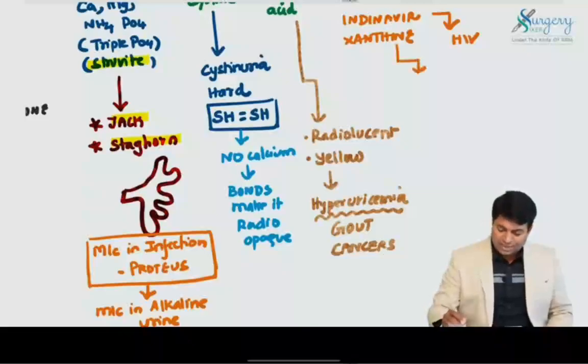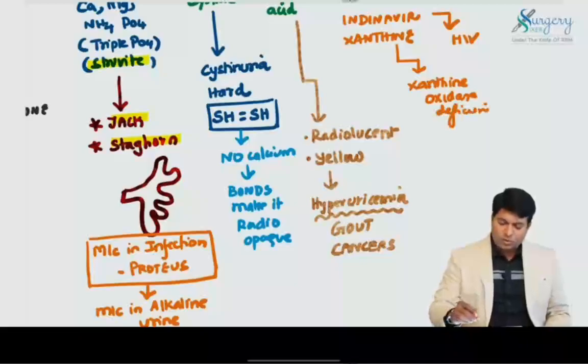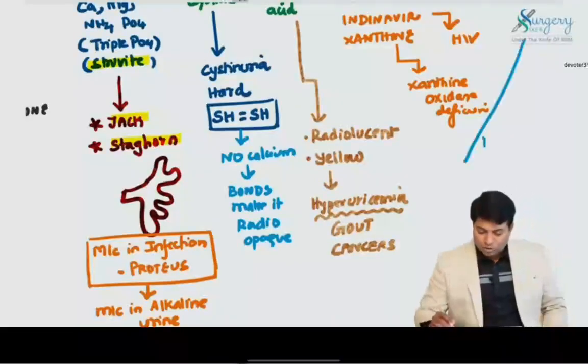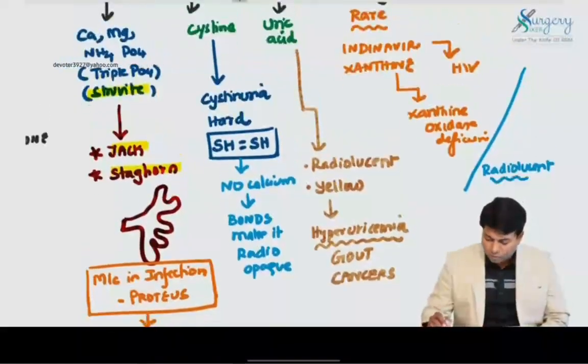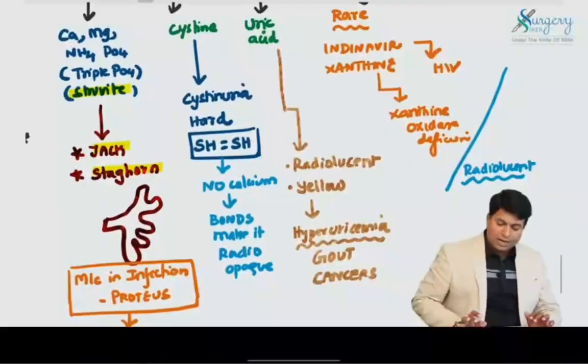Okay. And indinavir stone is the stone seen in HIV patients taking indinavir capsules. And xanthine stone is seen in xanthine oxidase deficiency. Xanthine oxidase deficiency patients will develop xanthine stones. The interesting point is xanthine and indinavir stones are both radiolucent stones. Please don't forget this point.